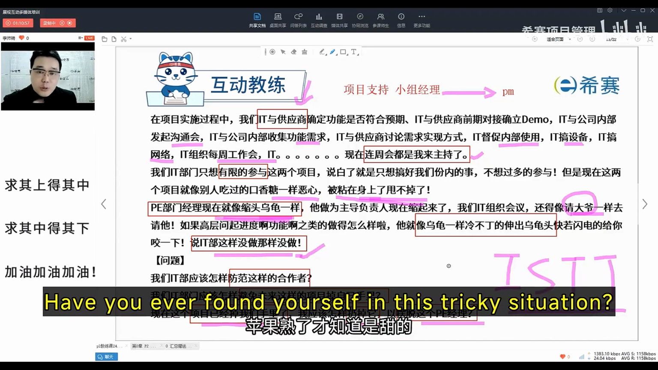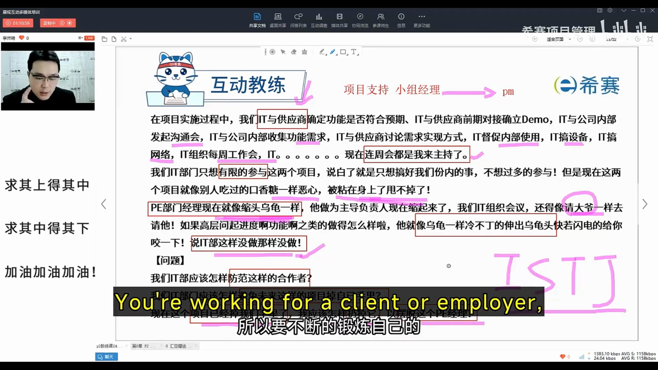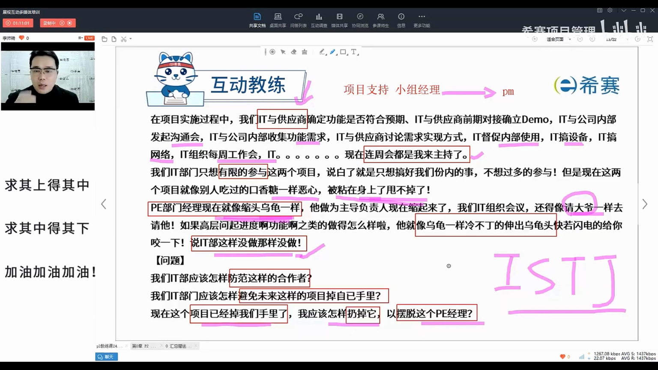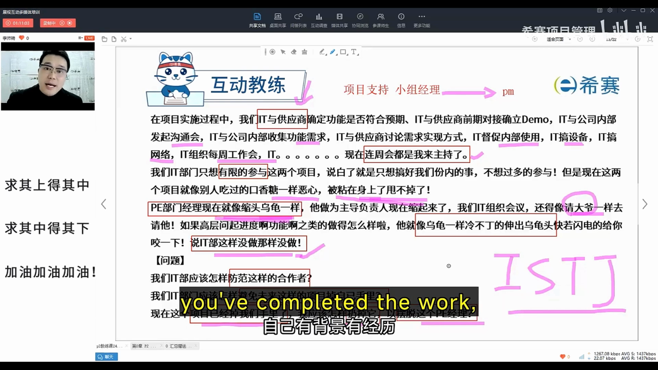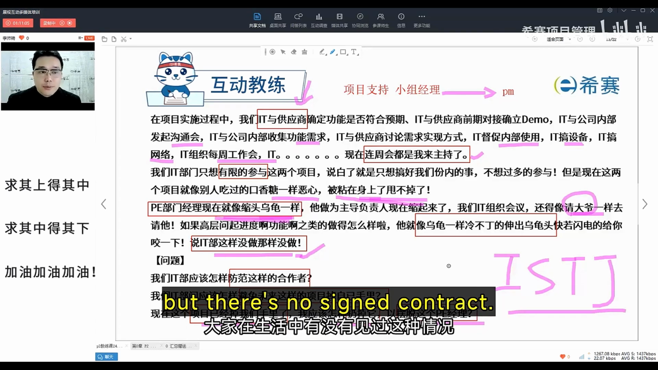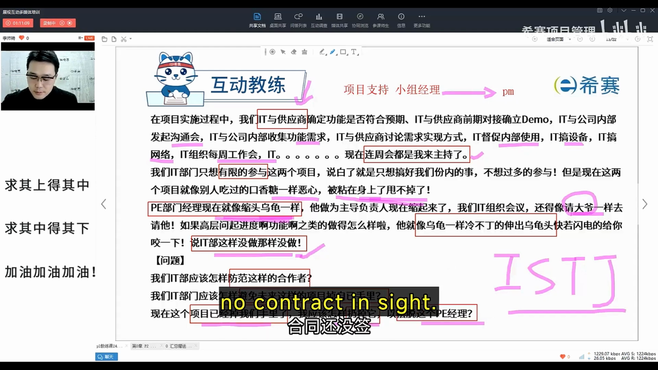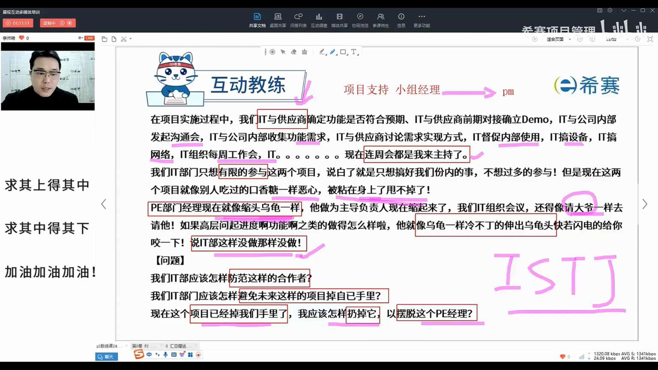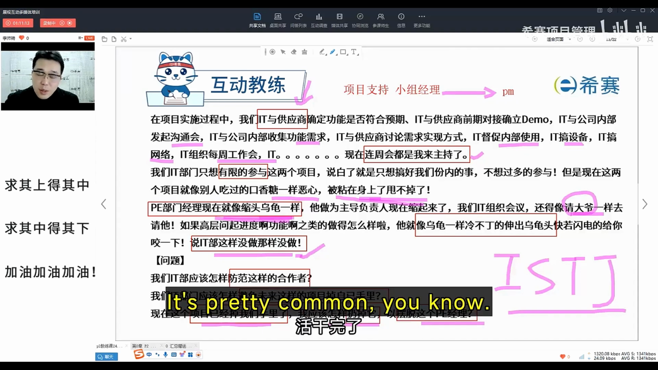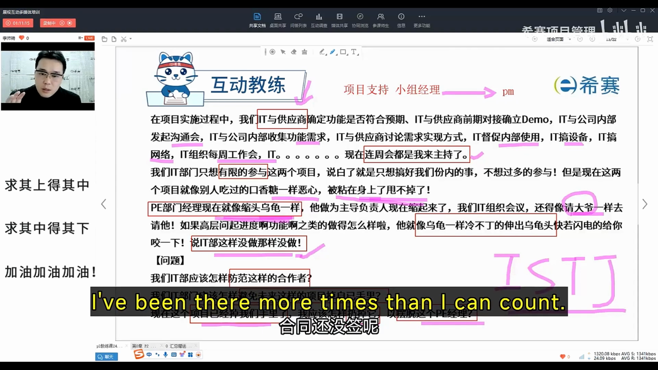Have you ever found yourself in this tricky situation? You're working for a client or employer. You've completed the work, but there's no signed contract. Sound familiar? You finished the job, and no contract in sight. Ring a bell? It's pretty common, you know. I've been there more times than I can count.